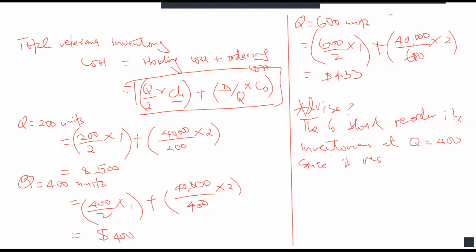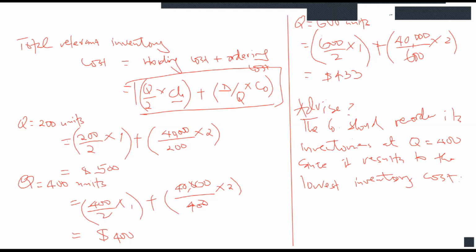since it results in the lowest inventory cost. Don't forget, you can't just say 400. You need to go ahead and say why it is 400. Because at 400 we have the lowest relevant inventory cost. Simple as that. Also, as I mentioned, there's no discount the supplier is giving, so no discount will be given. Therefore, you can ignore the purchase cost. Immaculate.